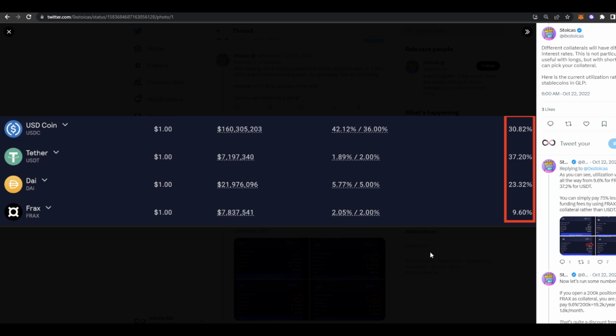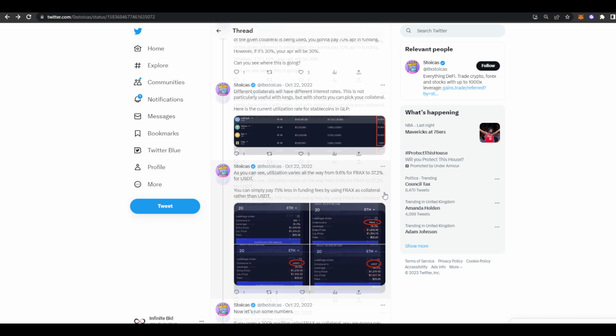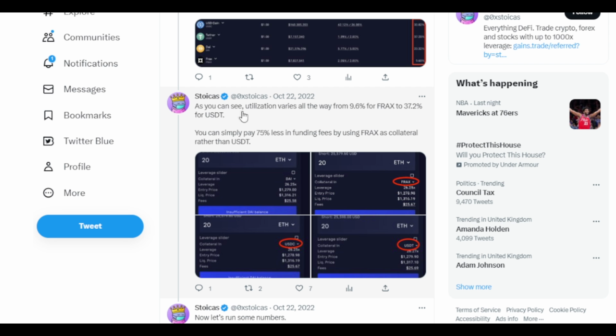So how does this affect the average person? How does this affect you when you're using GMX? So as you can see, the utilization rates vary all the way from 9.6% to 37%.